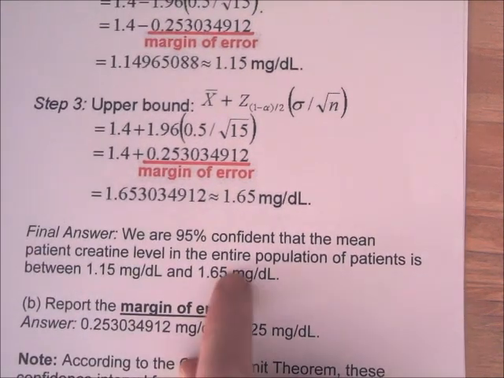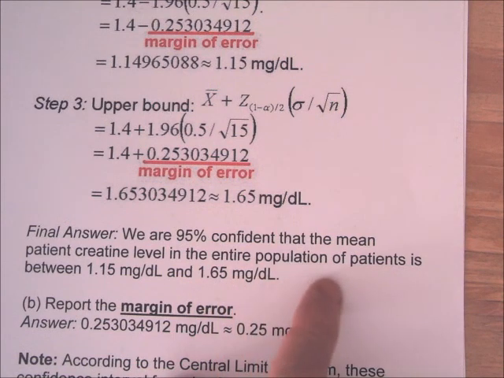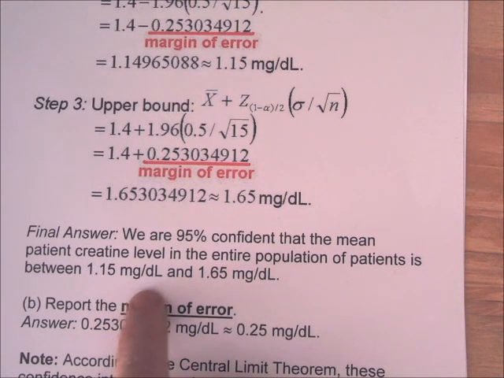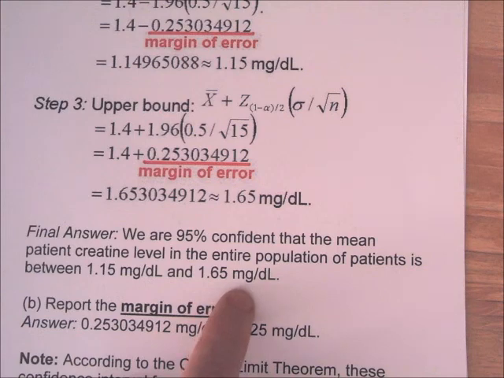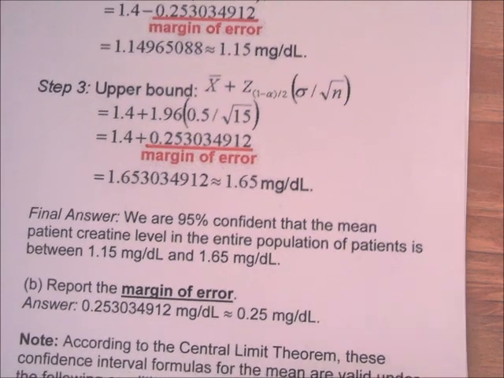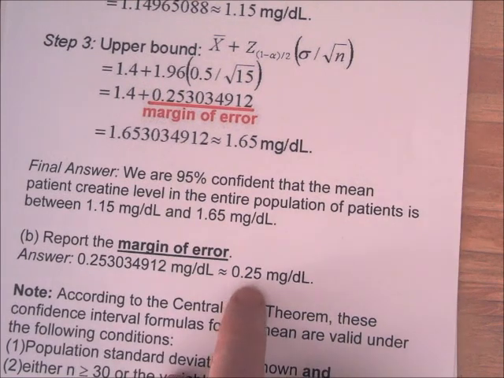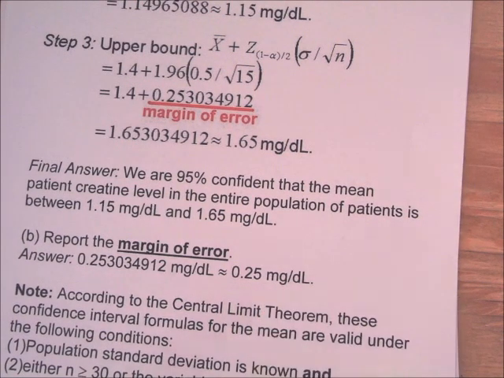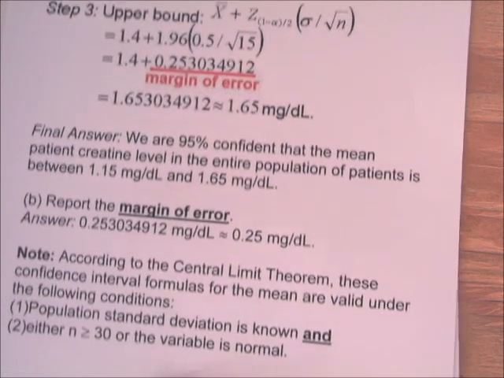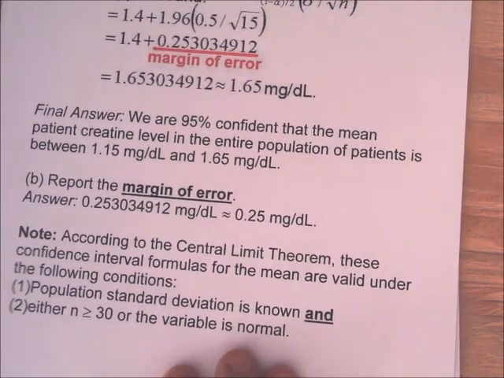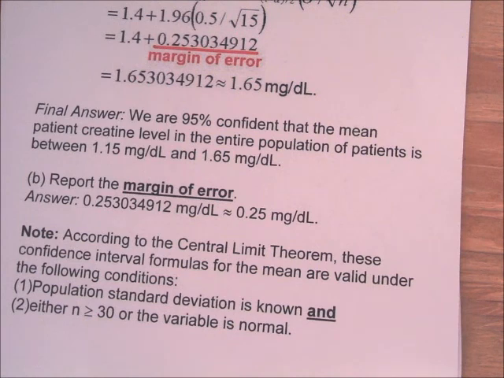So that means we are 95% confident that the mean creatine level in the entire population of patients is between 1.15 and 1.65 milligrams per deciliter. Part B reports the margin of error. As we mentioned above, it's approximately 0.25 milligrams per deciliter. Okay, so according to the central limit theorem, these confidence interval formulas for the mean are valid if the population standard deviation is known and either n is at least 30 or the variable is normal.